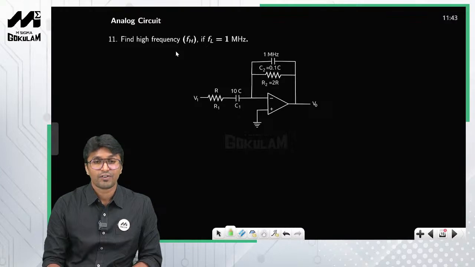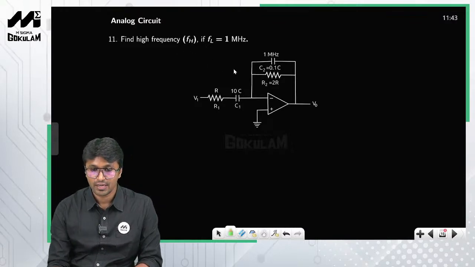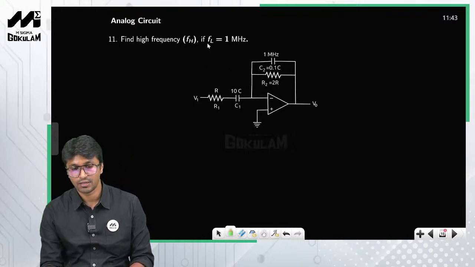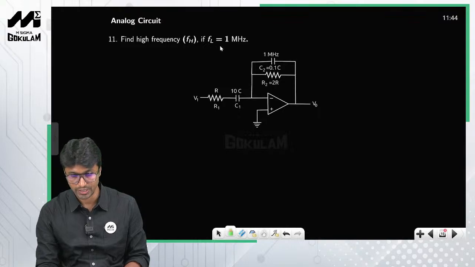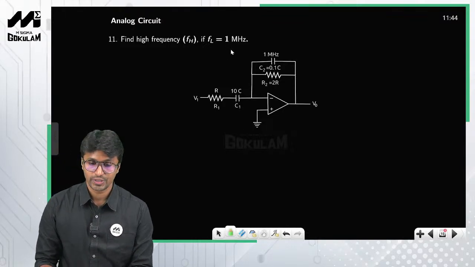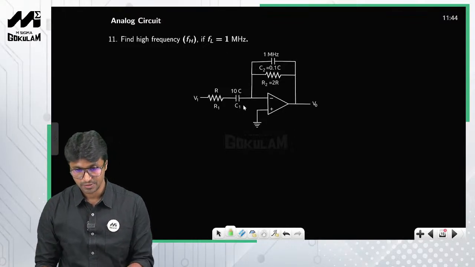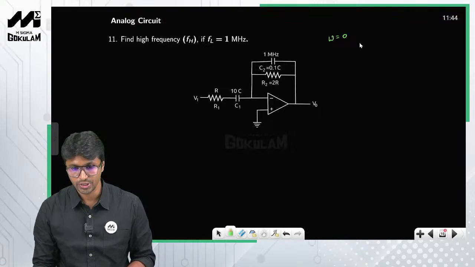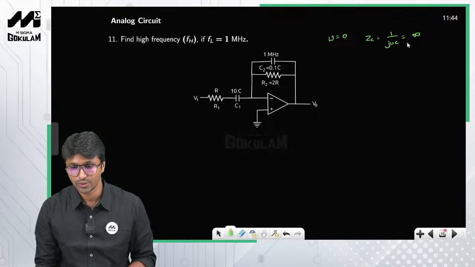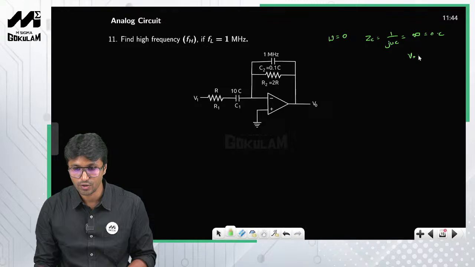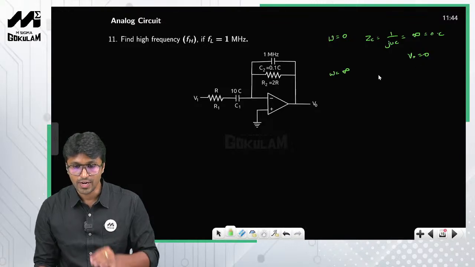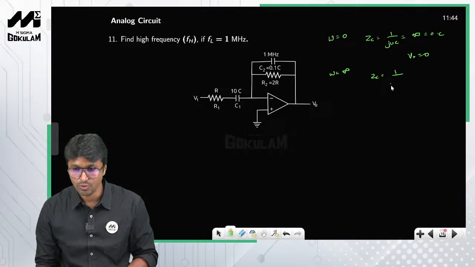So again a question from analog electronics. Find the high frequency if the lower cutoff frequency is 1 megahertz, right? So you are asked to calculate the upper cutoff frequency, lower cutoff frequency is given to you, right? So which filter is this? When omega is equal to 0, the capacitive impedance 1 by j omega c behaves as open circuit, right? So therefore input is no longer connected to the circuit, so therefore V naught is equal to 0, right?